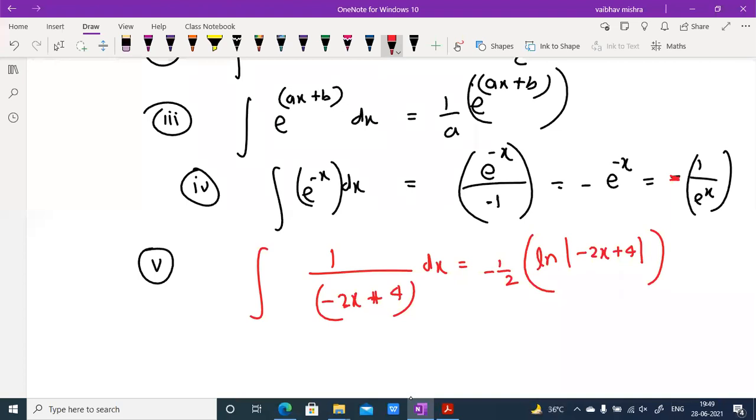बेटा ये वाला समझ में आ गया? फिफ्थ वाला कैसे किया है? अगर ये 1 upon x होता तो इंटीग्रेशन ln x, 1 upon x plus 4 होता ln x plus 1 upon minus 2x plus 4 है, इसलिए ln of minus 2x plus 4 and then we divide by the coefficient.